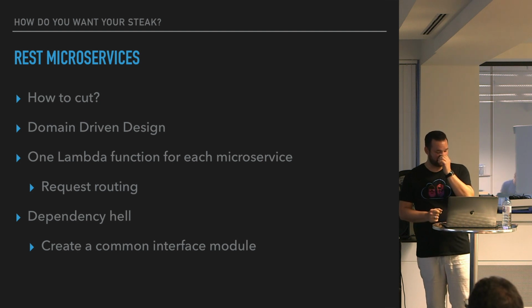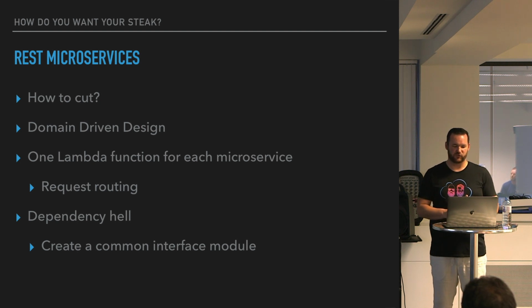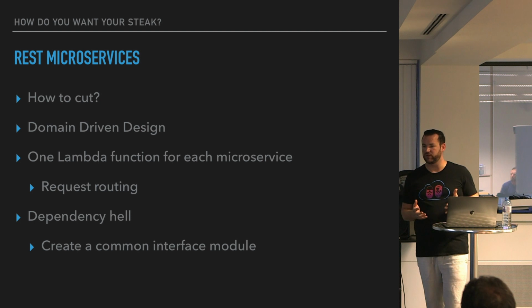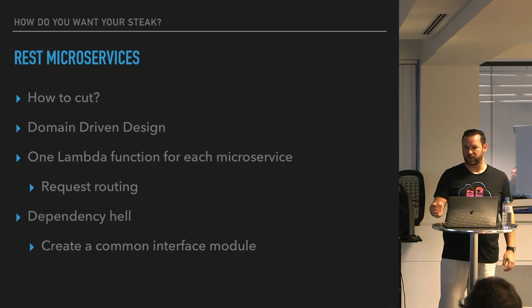And you can very easily create a dependency hell if you cut your Lambda functions wrong by using REST APIs. So create a common interface module where you share all the interfaces between the Lambda functions, and it makes it quite easy to have something like inter-Lambda communication.